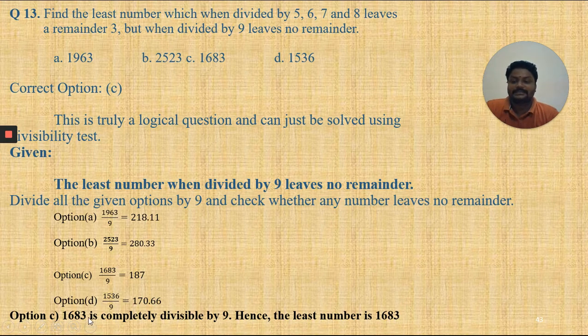So option C, 1683, is completely divisible by 9, hence the least number is 1683. So option C is correct. This problem is also solved in another video by another method. This is another method or tricky way: given the four options, divide them by 9, and the option with no remainder is the answer.